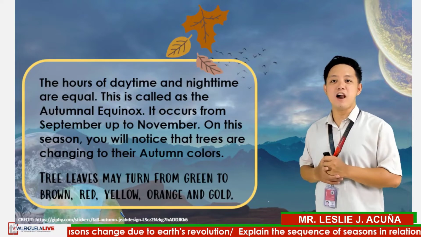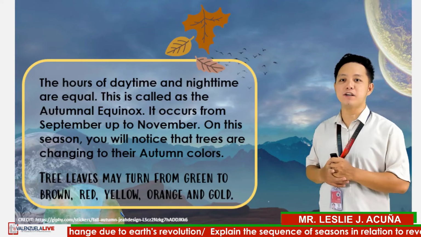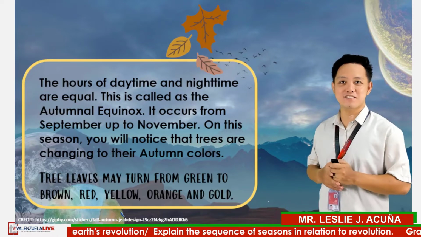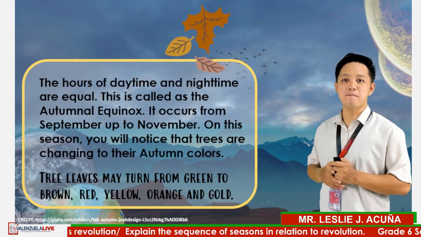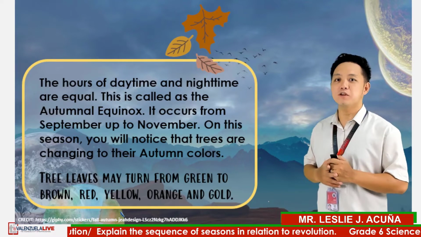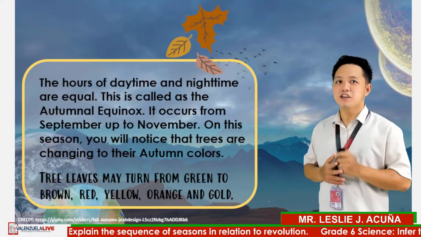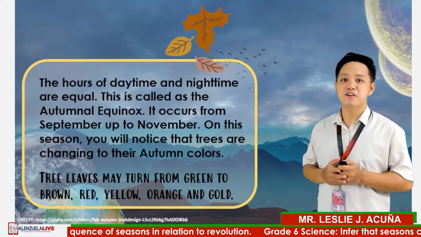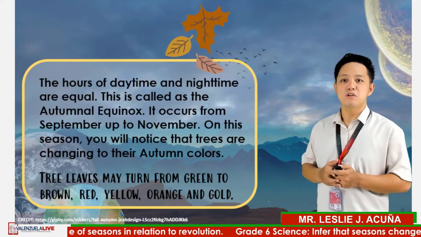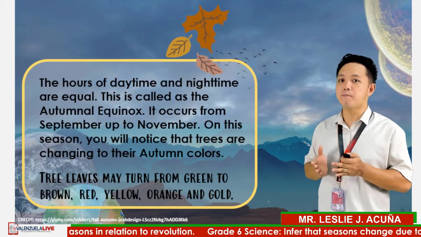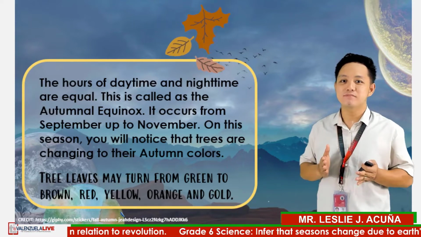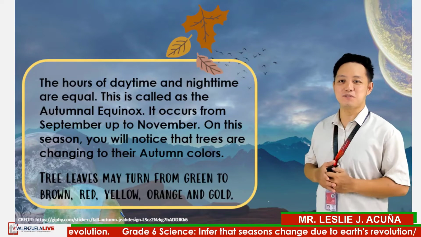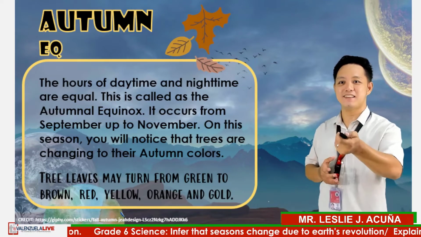So, the hours of daytime and nighttime are equal. This is called the autumnal equinox. It occurs from September up to November. In this season, you will notice that trees are changing to their autumn colors. So, tree leaves may turn from green to brown, red, yellow, orange, and gold.